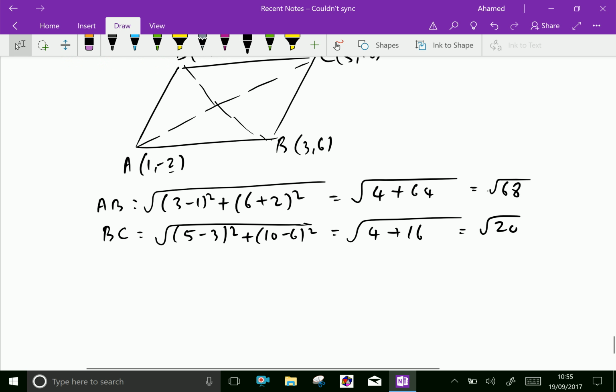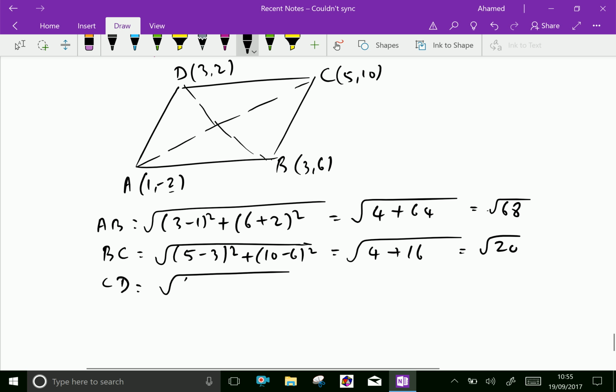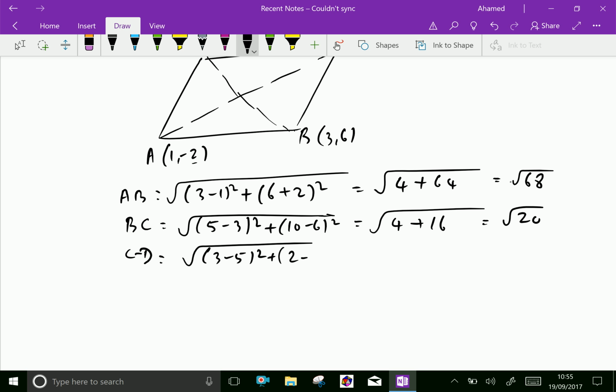Then CD equals square root of (3 minus 5) whole square plus (2 minus 10) whole square, which is equal to square root of 3 minus 5 is minus 2, minus 2 square is 4, plus 2 minus 10 is minus 8, minus 8 square is 64, which is equal to root of 68.